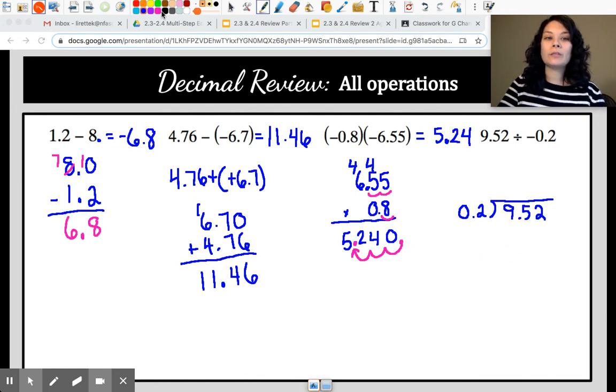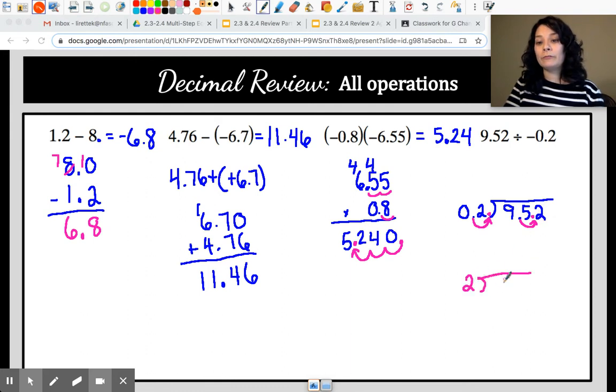Now, the only adjustment we need to make here is I need to move the decimal point in my divisor to the right, however many times it takes until that number becomes an integer. Well, if I move it once to the right, it turns into a 2. But you have to follow the leader in the dividend. So if I moved it once to the right in my divisor, I gotta move it once to the right in my dividend. You may even wanna rewrite this. Now instead of 0.2, it's just a 2. And then the 9.52 turns into 95.2. And I can do my long division now.